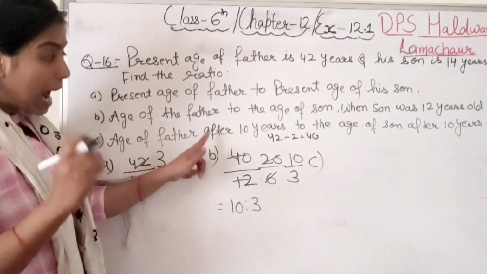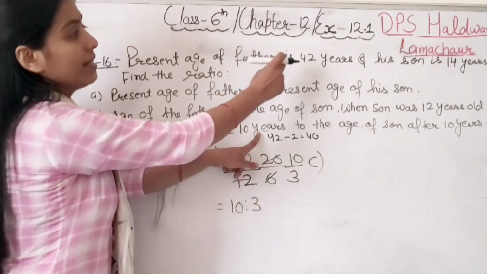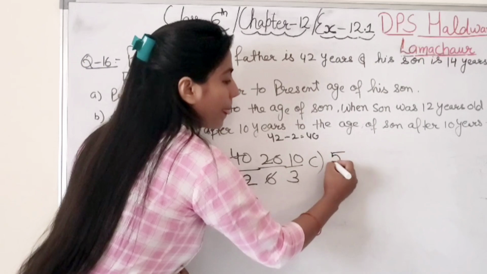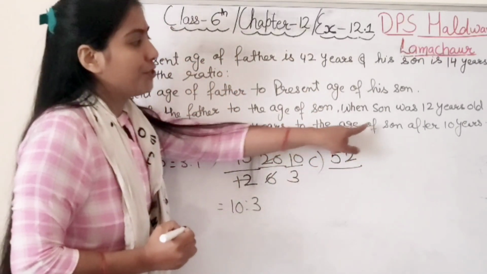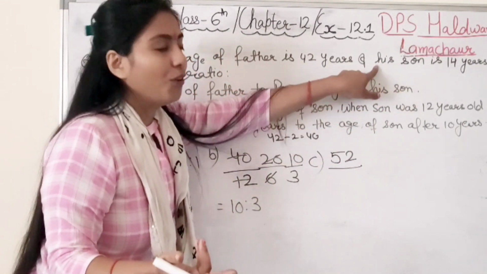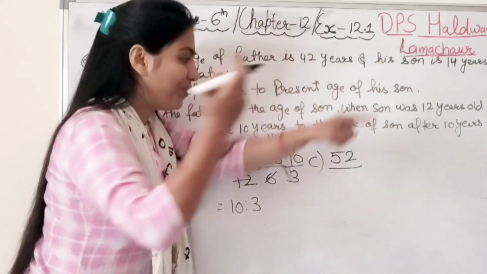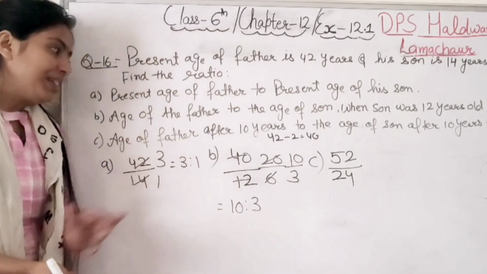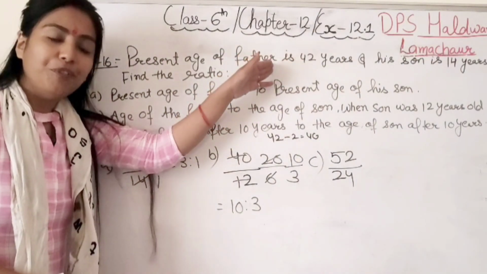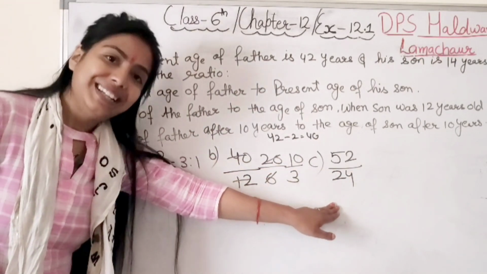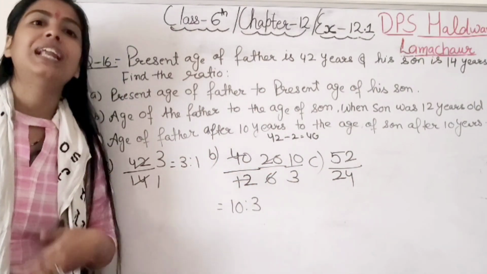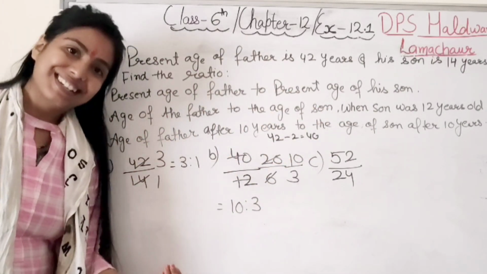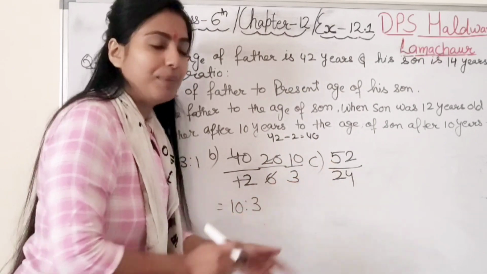The age of the father after 10 years. So after 10 years the father's age will be 42 plus 10, 52. The age of the son after 10 years. So 14 plus 10, 24. Got it, student? What we have done: whatever condition is given to you, just fulfill that and find out the ratio. If it is said after 10 years, you will add; before means you will subtract that many years. Right? So the ratio will be 52 divided by 24.